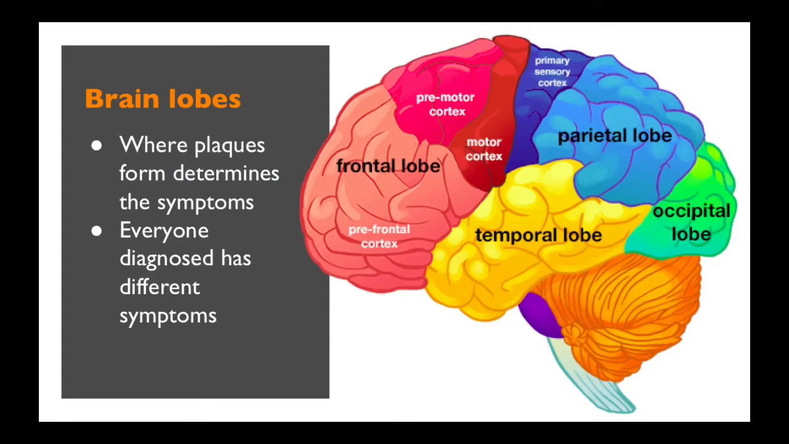Depending on the location of where the NFTs and the plaques form in the brain determines the symptoms. This is because each lobe of the brain has different functions and can cause different effects. If forming in the parietal lobe, motor skills such as brushing their teeth can become difficult, whereas the occipital lobe is for spatial memory, which impacts navigation.